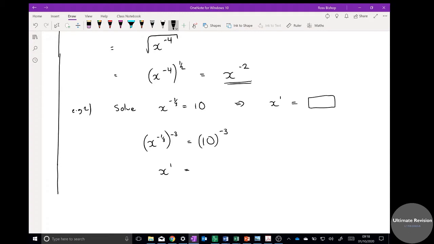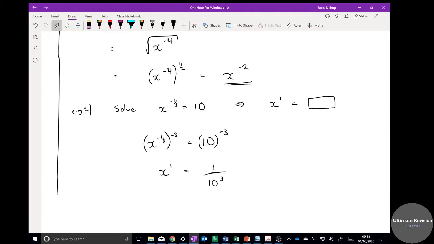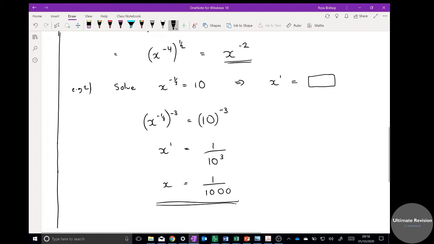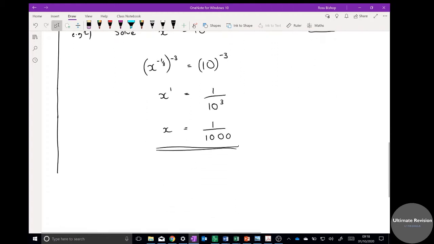10 to the minus third is 1 over 10 cubed. So my final answer, I can get rid of the 1 on that side. It's 10 times 10 times 10. The answer is 1 over 1,000. Okay. Right, so that is a bit of a recap on indices. You're going to do a bit of practice on that in a minute.